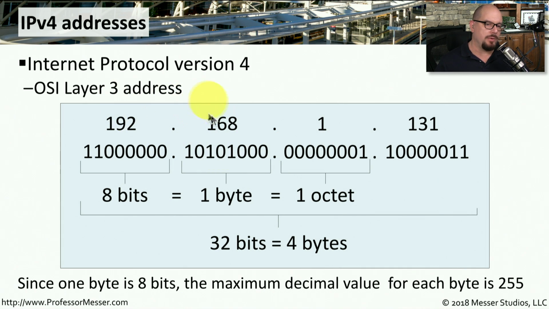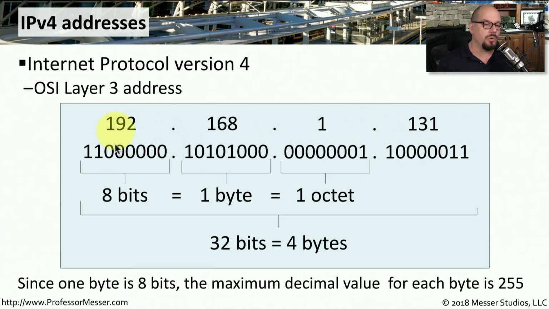Here's an IPv4 address. It's 192.168.1.131. And IPv4 will always follow the same format of 4 separate numbers with a period between each one of them. As you can see in this binary representation, this is 32 bits long, or 4 different bytes long, and each byte separated with that period.